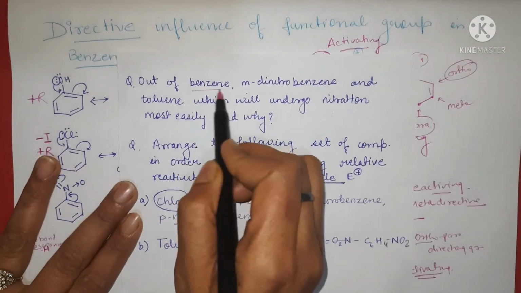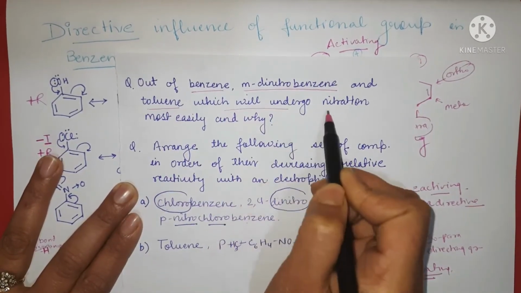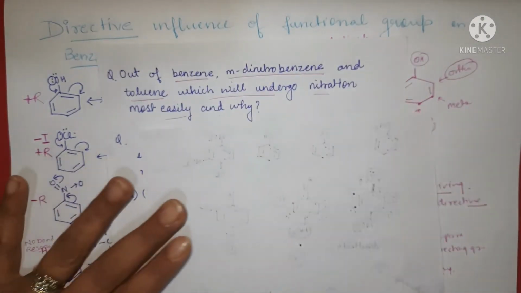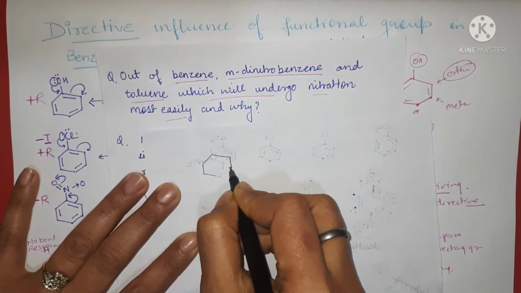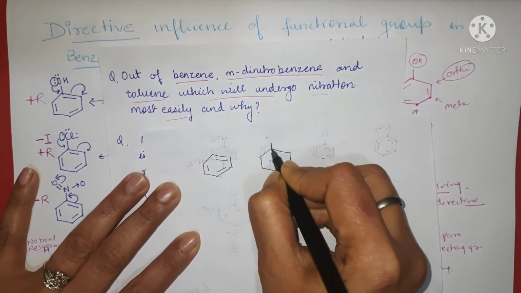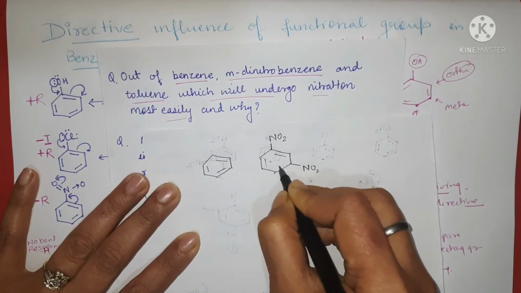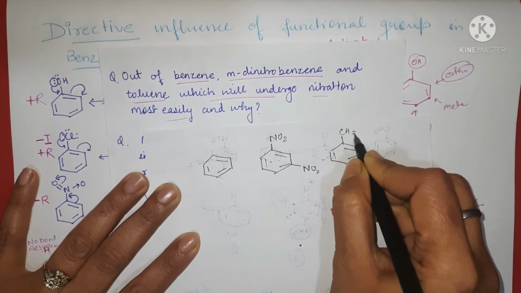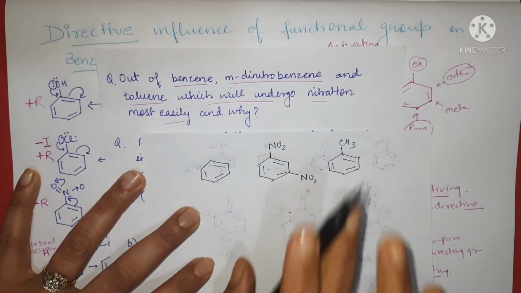One question is, out of benzene, meta-dinitrobenzene and toluene, which will undergo nitration more easily? So you have to answer this question. You need to draw the structure here. Here I had drawn benzene. Now meta-dinitrobenzene, NO2, NO2, and one more here is toluene, CH3. And you have to answer which one of these 3 is going to undergo nitration very easily.